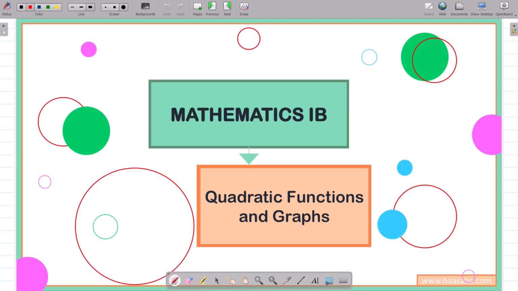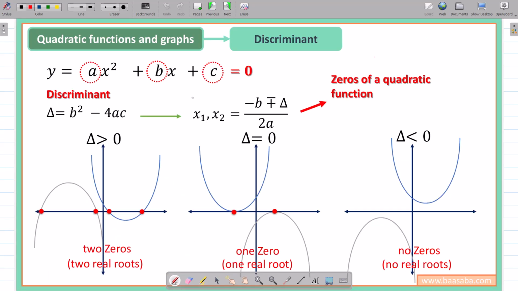Today we're going to talk about quadratic functions. This is the second part of quadratic functions, so do not forget to watch the first part first. Today we're going to talk about the discriminant of a quadratic function.